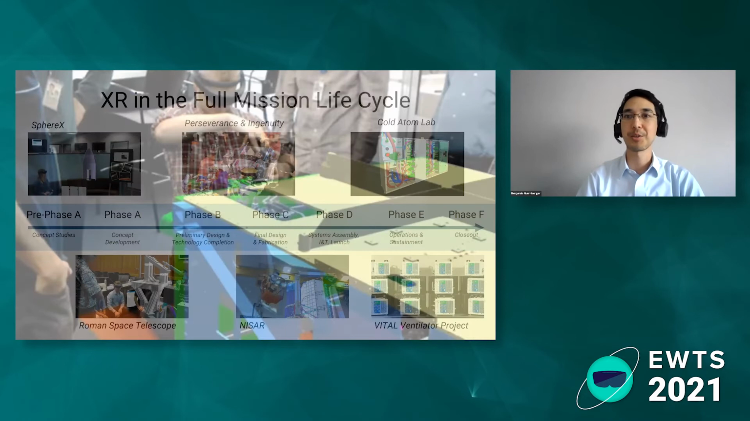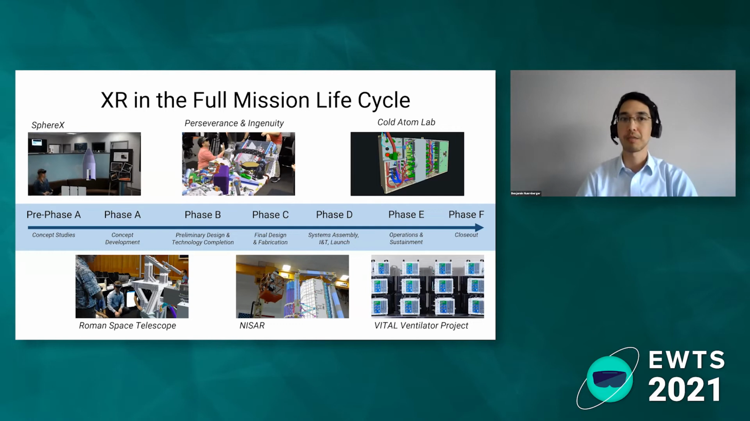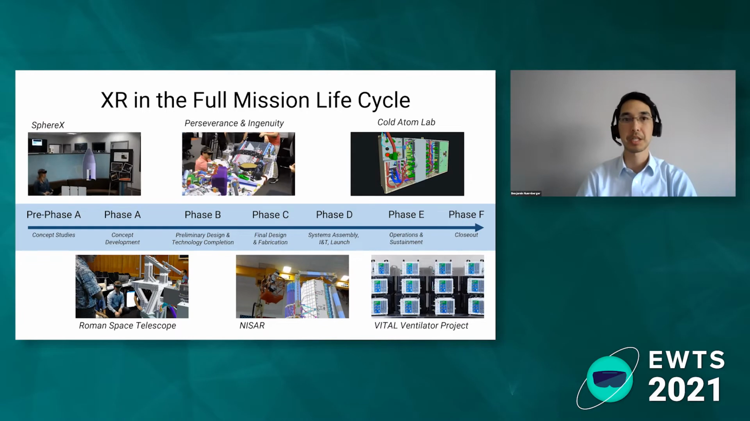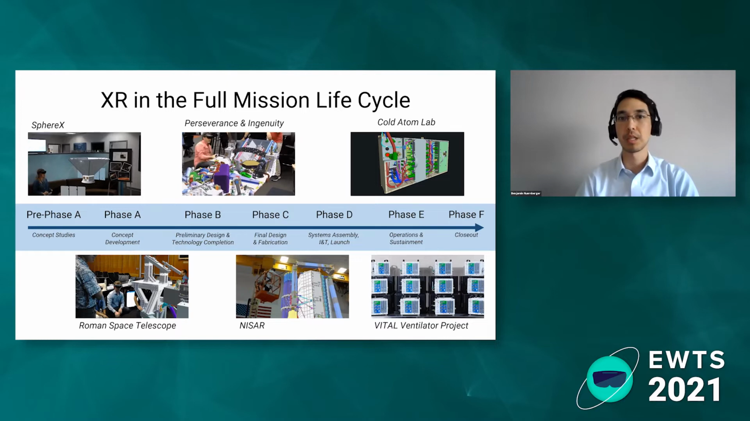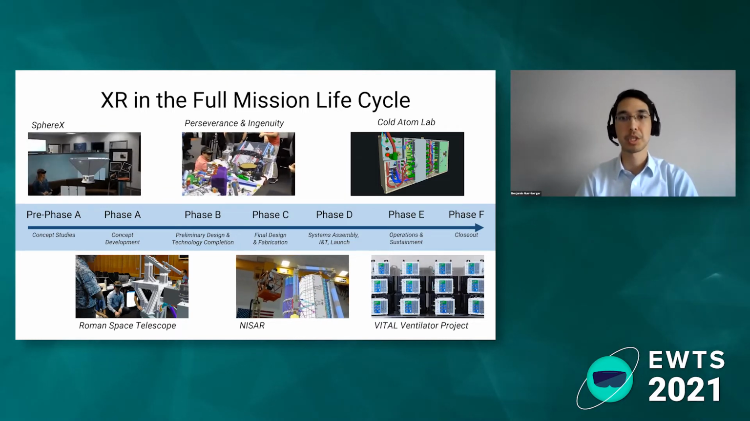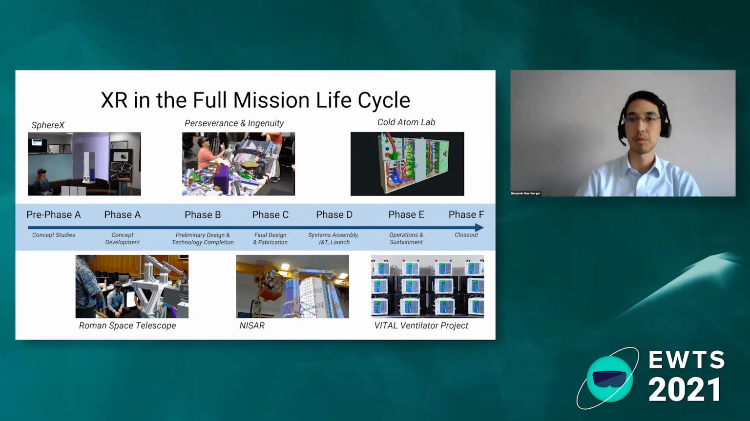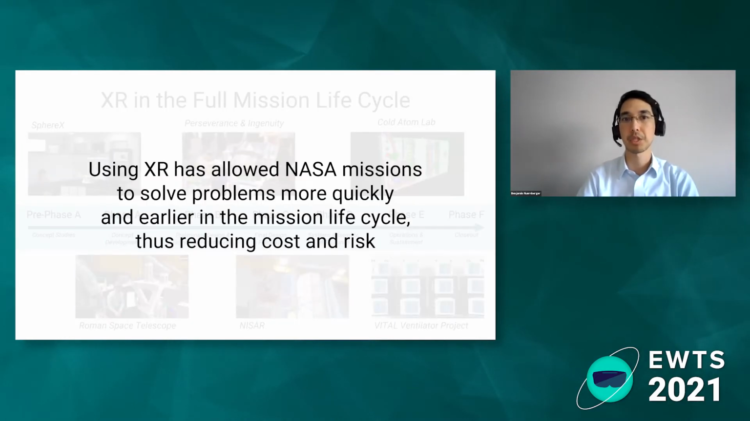So the point I'm trying to get across is that XR is being used at NASA JPL in the full mission lifecycle. All the way from the left here, you see pre-phase A, where you have conceptual studies and proposals of certain missions, to the middle, where you have design reviews and rehearsing procedures and actually doing the integration, doing the assembly, all the way to the operations and sustainment phases. So using XR has allowed NASA missions to solve problems more quickly and earlier in the mission lifecycle, thus reducing cost and risk.